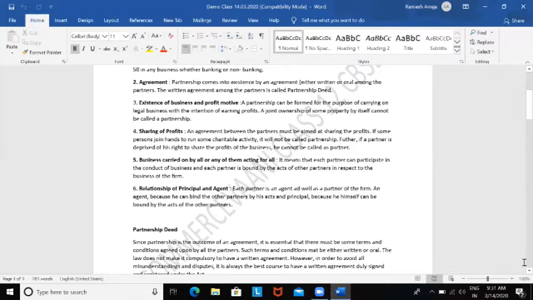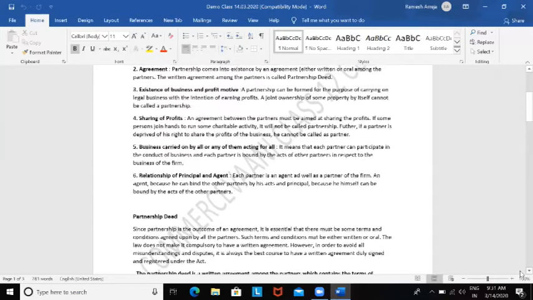So, relationship of principal and agent. This is very, very important. If you understood this thing, then it will be very easy for you. What they are saying is each partner is an agent as well as a partner of the firm. An agent, because he can bind the other partners by his acts, and a principal, because he himself can be bound by the act of the other partner.